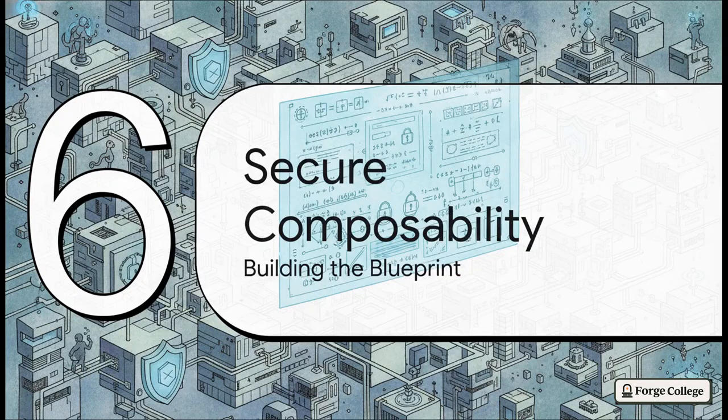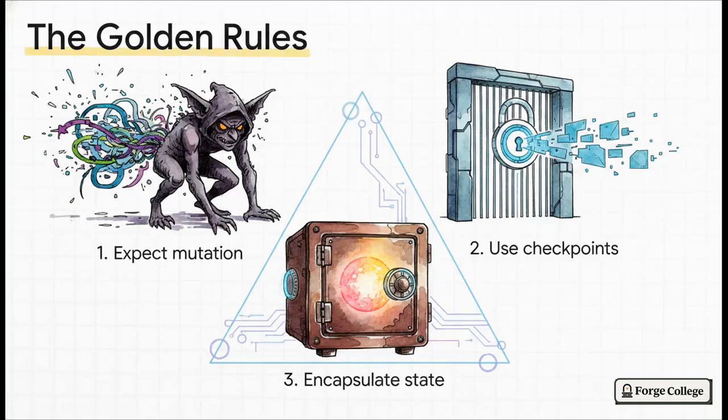And finally, Section 6, Secure Composability, Building the Blueprint. Building composite systems really requires a big shift in your mindset. So here are your 3 golden rules to take away from today's explainer. Number 1, assume all external calls are actively hostile and mutating. Seriously, trust no one. Number 2, use explicit validation checkpoints whenever your control flow leaves your contract. And number 3, keep your mutable state safely and tightly encapsulated behind strict interfaces.